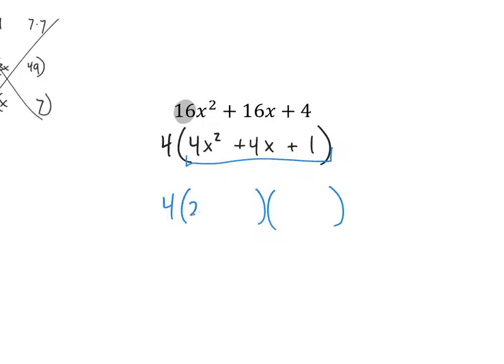The answer to this is 2x and 2x, because that's the square root of 4x squared. And then when I square root the 1, it's plus 1 and plus 1. So this final answer would be 4 times (2x plus 1) squared.